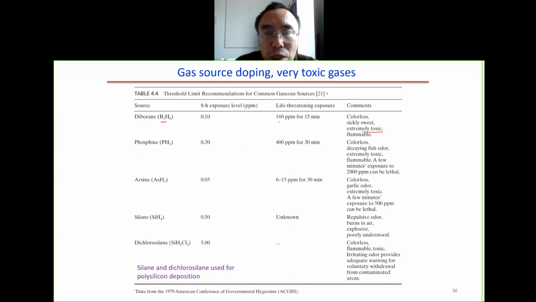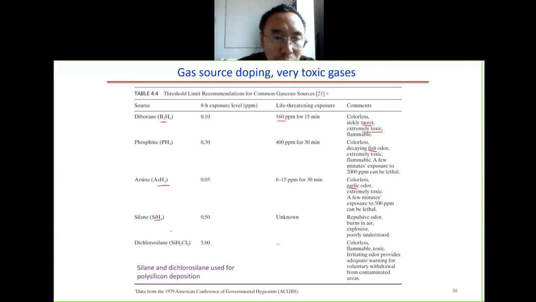So exposure of 160 parts per million for 15 minutes will be life-threatening. Very toxic. And this one is sweet. And this phosphine, so phosphine is also toxic. It's also very toxic. And this one smells like a fish. So arsine, this smells like garlic.